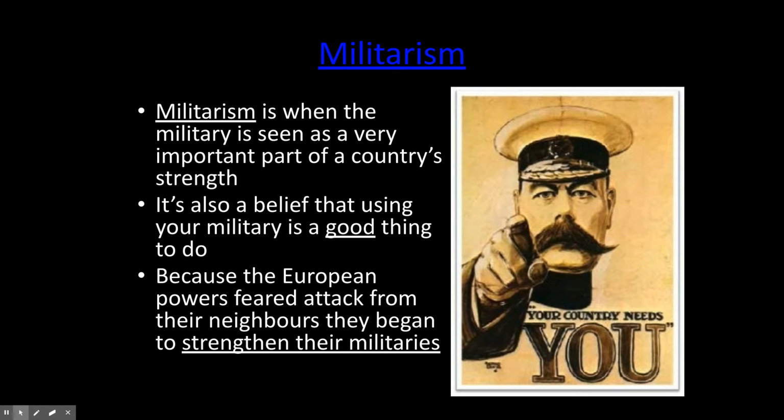Militarism, left side of the line in blue, is when the military is seen as a very important part of a country's strength. The military is glorified in these countries. And by that, we're talking military parades, and these are dudes in the government, and they're always dudes.